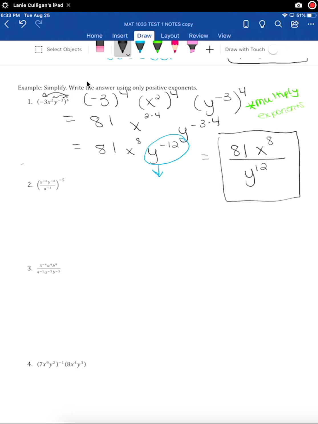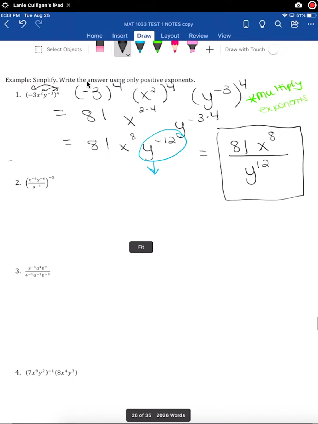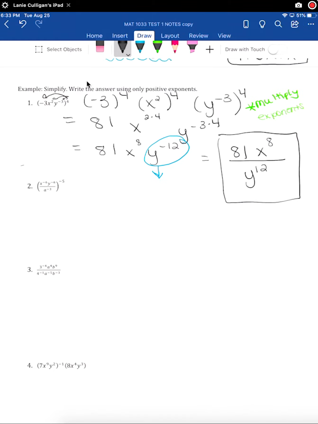So next example, x to the negative 6, y to the negative 6th all over a to the negative 3rd, all to the negative 5th power. Again, all of these terms are being raised to the negative 5th power. So I can distribute exponent to exponent, and say they're all going to be occurring negative 5 times, so to speak. So x to the negative 6th to the negative 5th power.